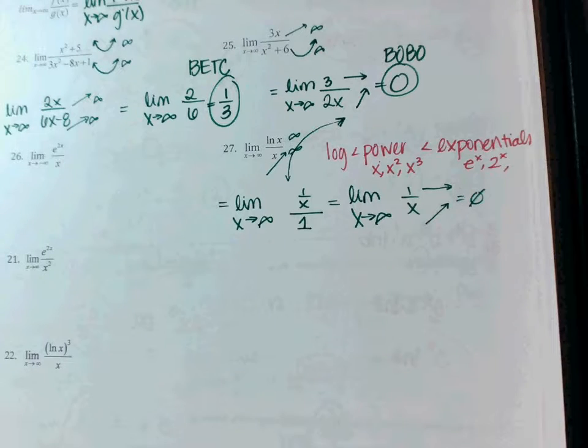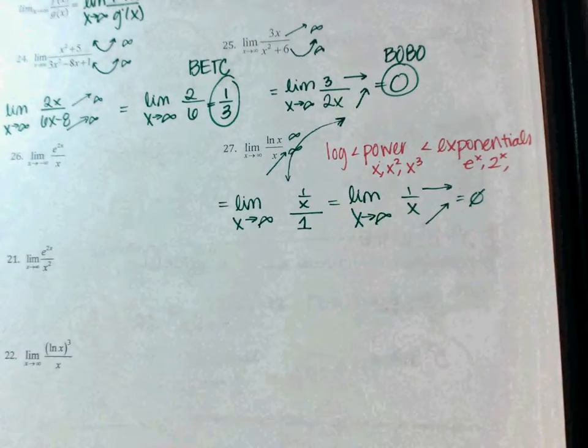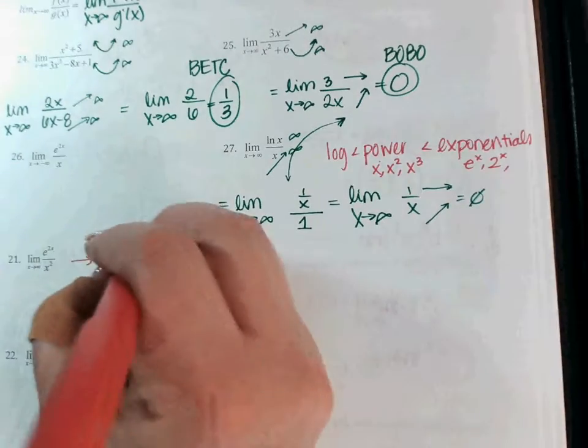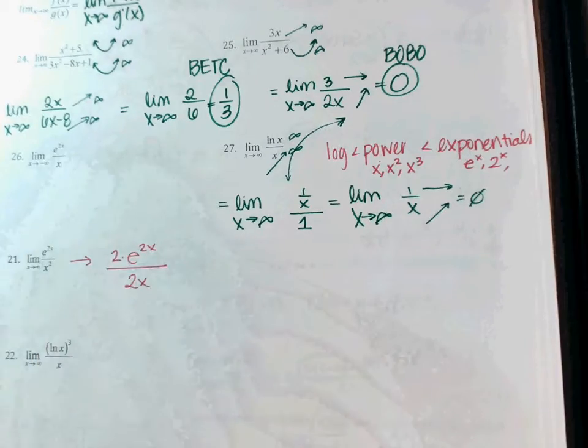If I take the derivative on the top, what's going to happen to e to the 2x? It would still be e to the 2x. What would the derivative on the bottom turn to? 2x. So let's just shorthand this. My top would be e to the 2x times 2. My bottom would be 2x.